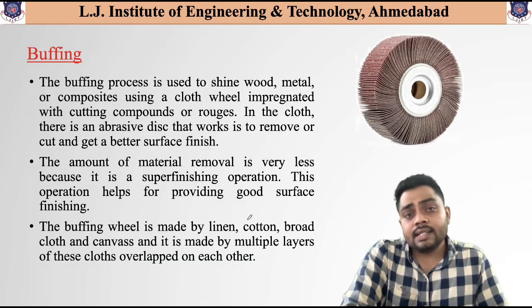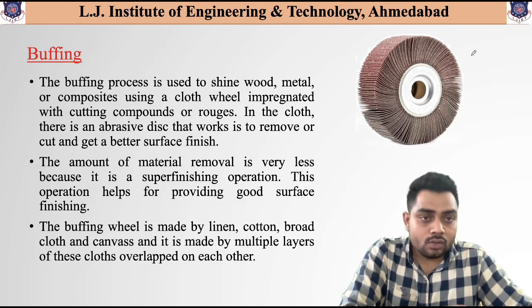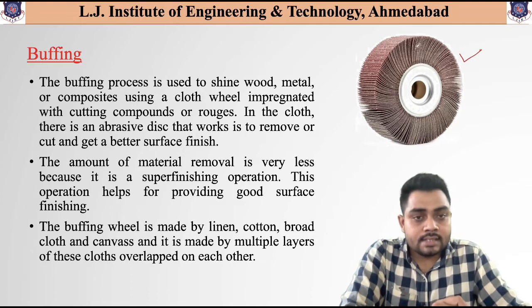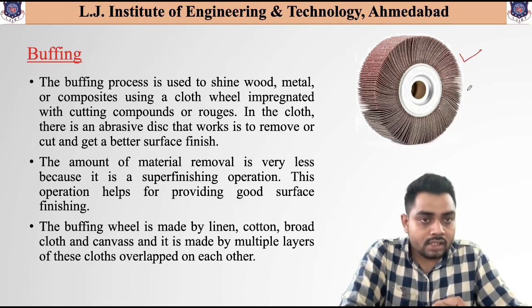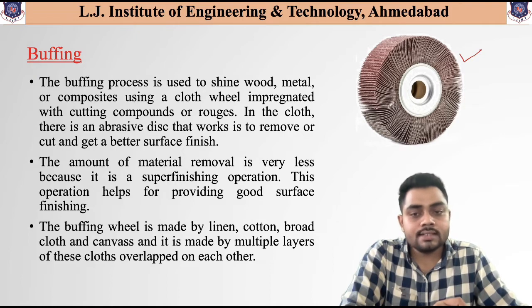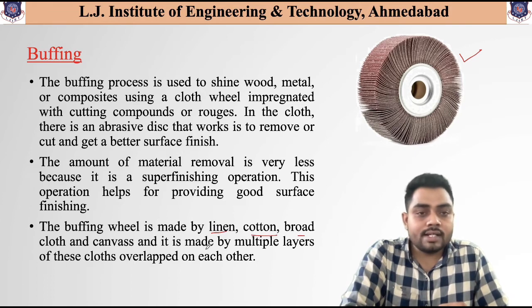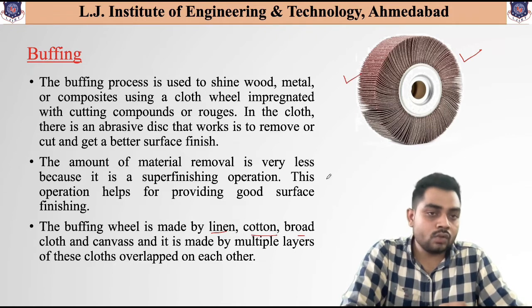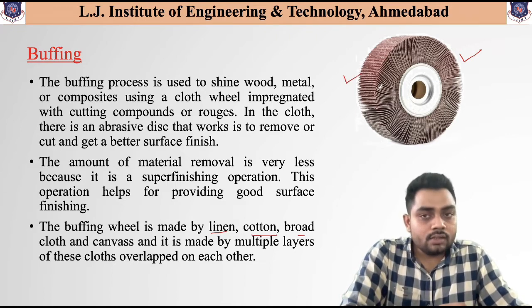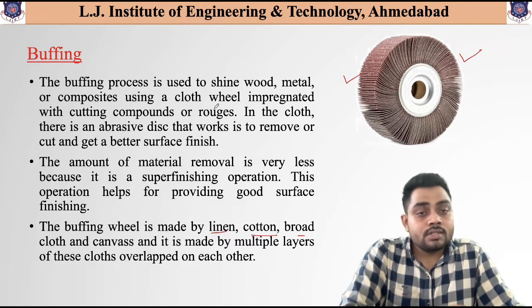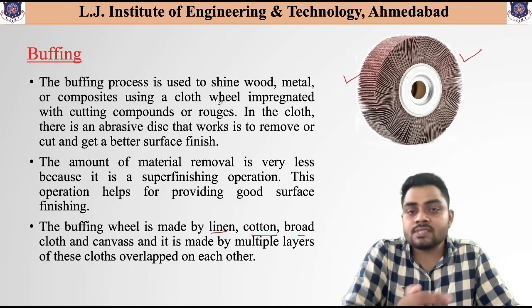Now the next one, that is the buffing process. Now you can see over here the buffing tool. As you can see, the buffing tool has a combination of different parts attached. So what are these? This buffing wheel is made of linen, cotton, broadcloth or canvas, and it is made by multiple layers of these cloths overlapped on each other, as you can see over here. So this particular tool is used for the purpose of shining of the wood, metal or composite. So we can provide the shining to any of the component by using this buffing tool.